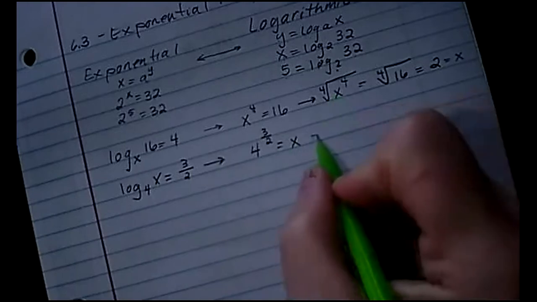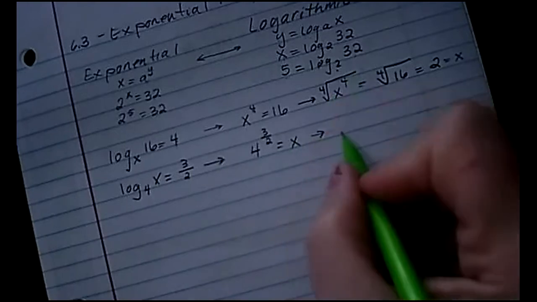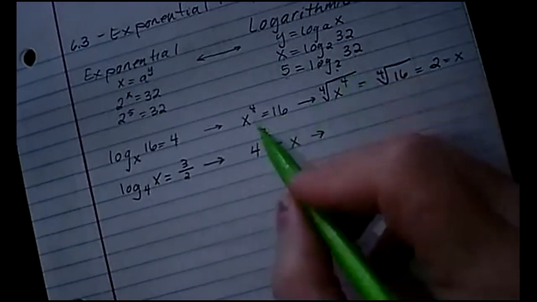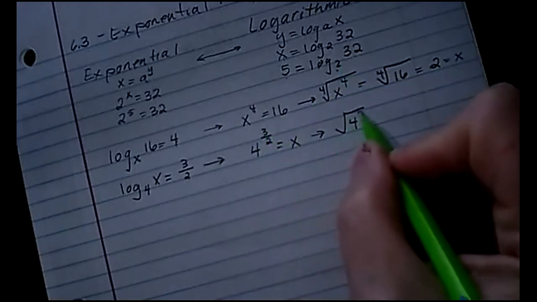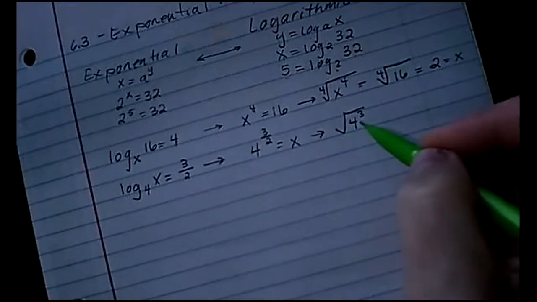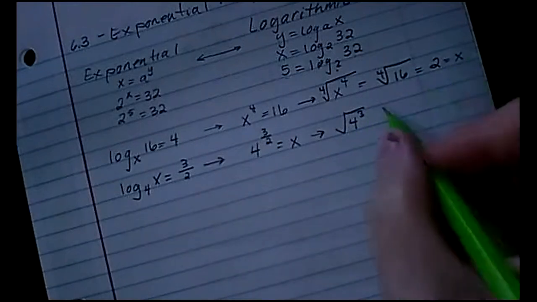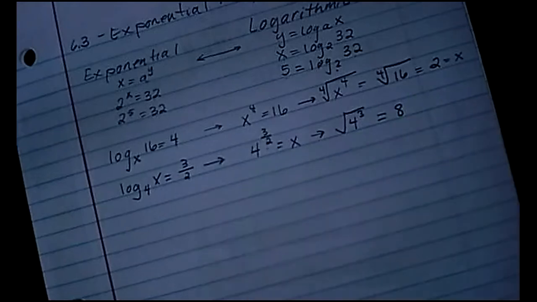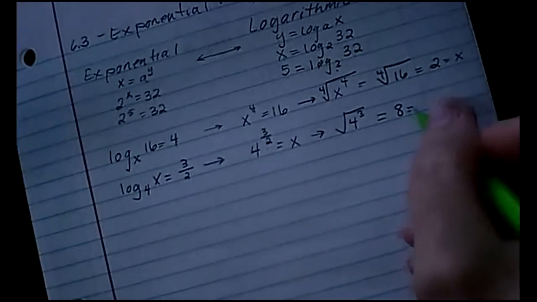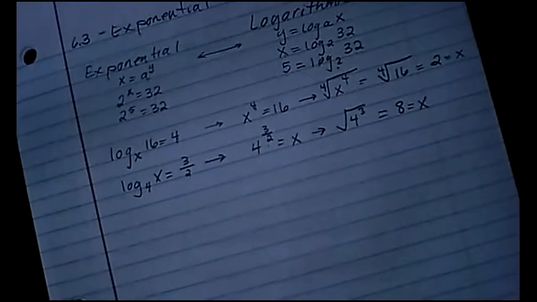And what that really is, remember this is the power and this is the root. So it's the square root of 4 to the 3rd. 4 to the 3rd is 64. So that's going to be 8. Now you can just put that into your calculator. That's fine. And you'll get that x equals 8.